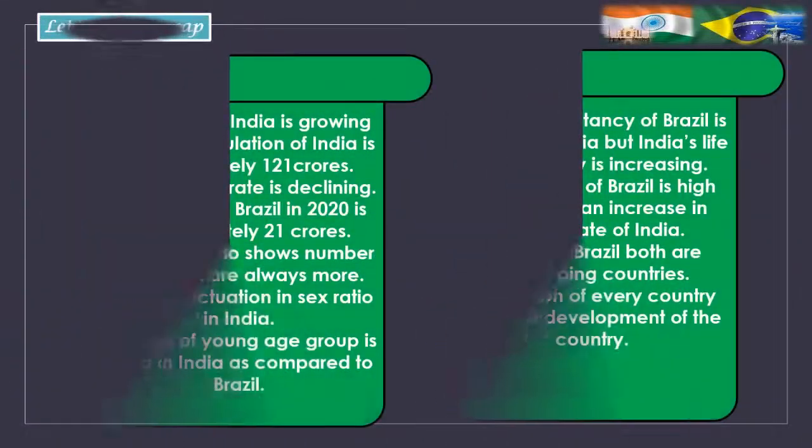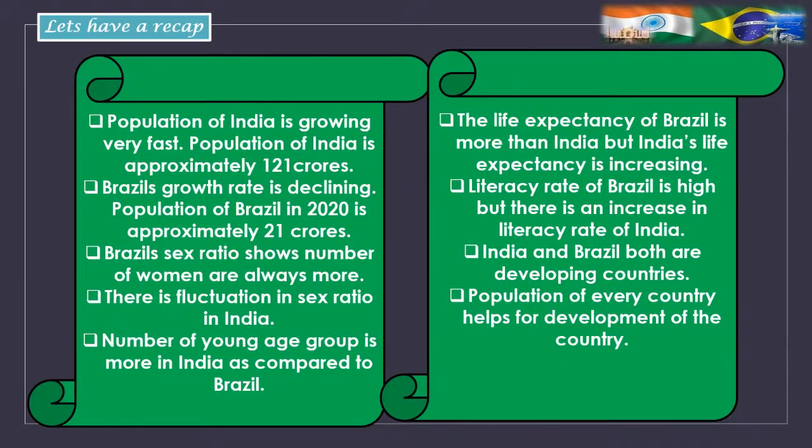Now students, let us have a recap of what we have learned today. We learned that the population of India is growing very fast. Population of India is approximately 121 crores. Brazil's growth rate is declining. Population of Brazil is approximately 21 crores in the year 2020. Brazil's sex ratio shows the number of women is more as compared to men. There is a fluctuation in the sex ratio in India. The youth proportion is more in India as compared to Brazil.